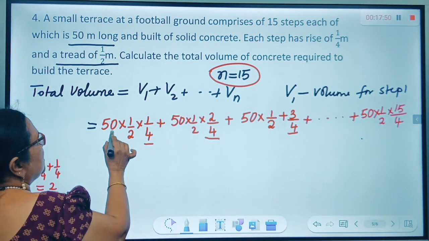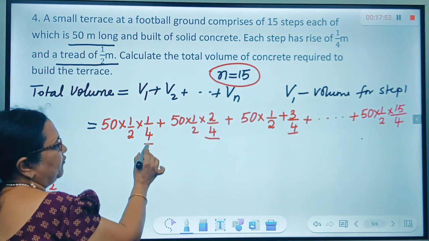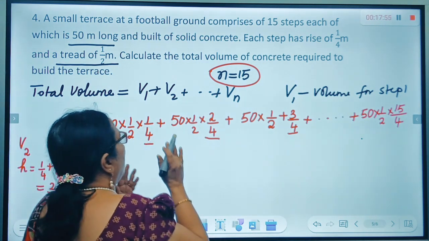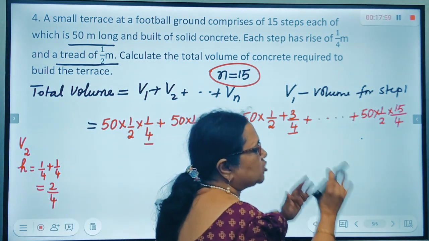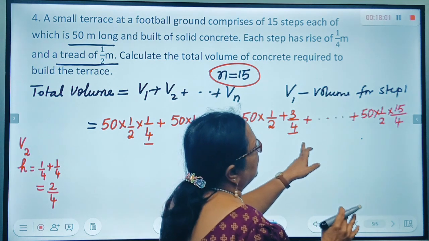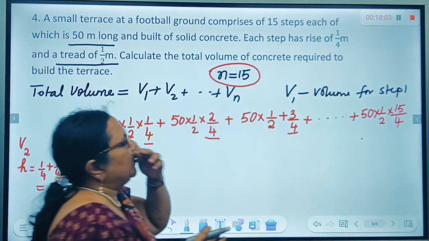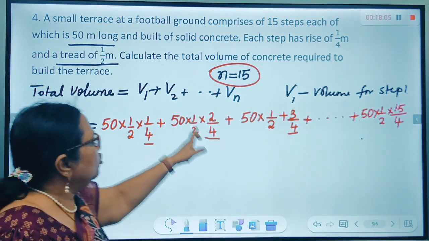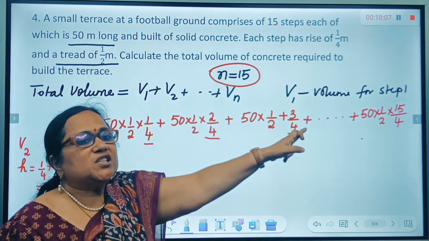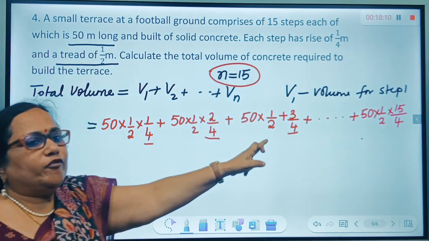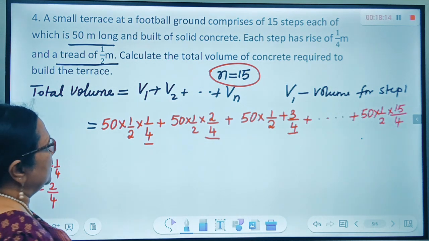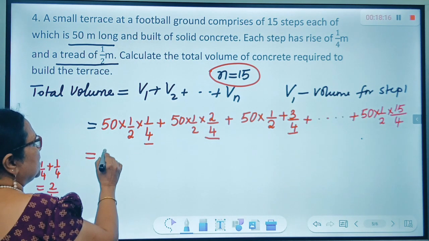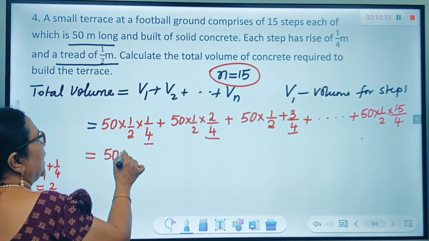See, for the first step, it is 50 into half into 1 by 4. For the second step, quarter plus quarter is 2 by 4. For the third step, quarter plus quarter plus quarter, which is 3 by 4, the height. For the last one, it will be therefore 1 by 4, 2 by 4, 3 by 4. 15th step, the height will be 15 by 4. But length and breadth are same, which is 50 into half. Is it clear?